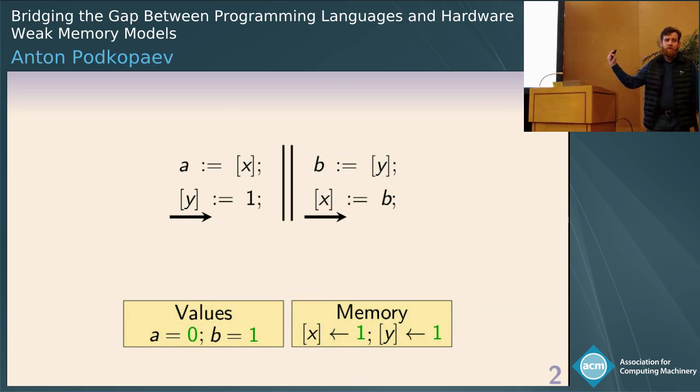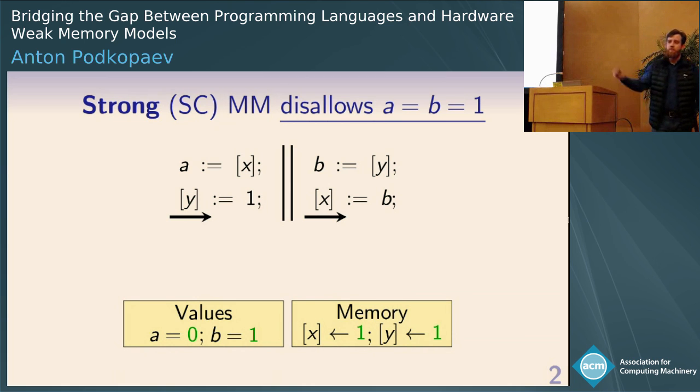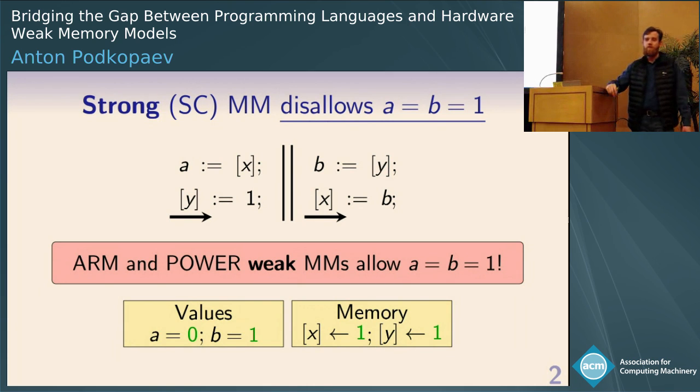The memory model, or semantics, which I just presented is a strong memory model. It's also known as sequential consistency. Obviously, for that program in sequential consistency, it's impossible to get a result a equals b equals 1. However, it's possible to get such a result if you execute this program on modern CPUs like ARM and Power architectures. It is due to different optimizations which the CPU does during execution of the program. So behaviors which cannot be explained by sequential consistency are called weak behaviors, and memory models which allow weak behaviors are called weak memory models.